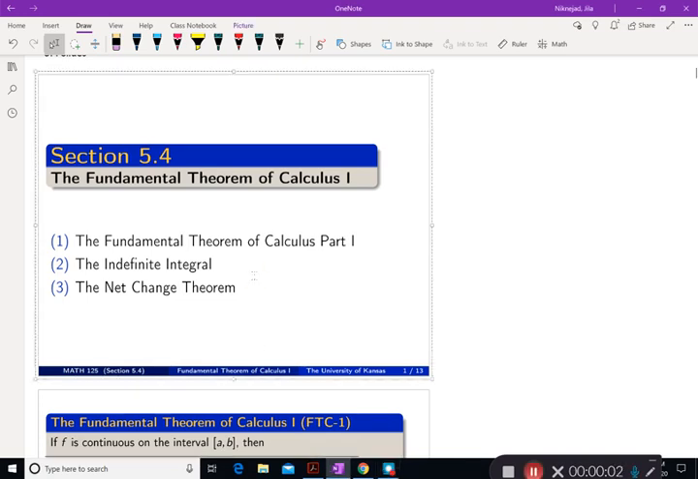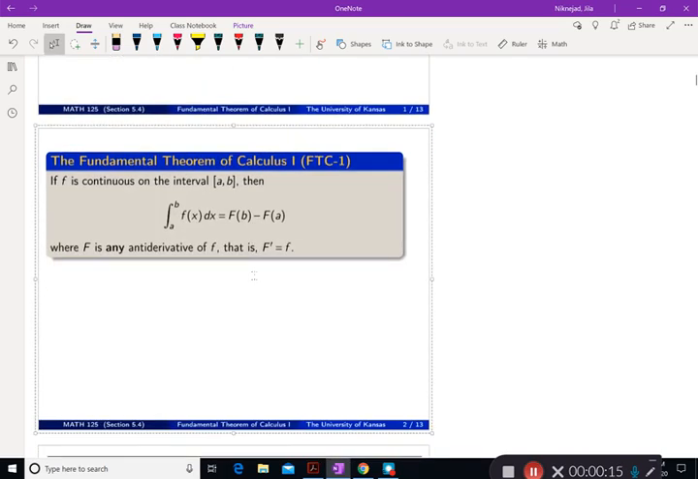Section 5.4, the fundamental theorem of calculus 1, the fundamental theorem of calculus part 1, and then the definite integral and the net change theorem. What is the fundamental theorem?